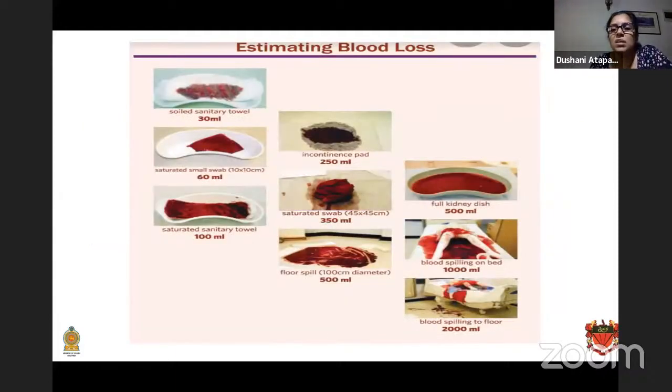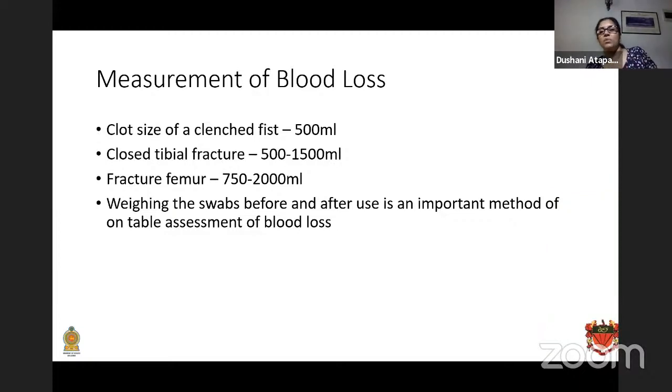So this is just a rough estimation of how to assess the blood loss. You can see the soiled sanitary towel is about 30 mL, and a saturated small swab, the 10 by 10 one, is the fully soaked one where the blood is now dripping. And then the saturated sanitary towel is about 100 mL, and you can see the full kidney dish is about 500. So these are just rough guidelines and rough estimations, but the accurate way to measure the blood loss is to weigh the towels or the swabs.